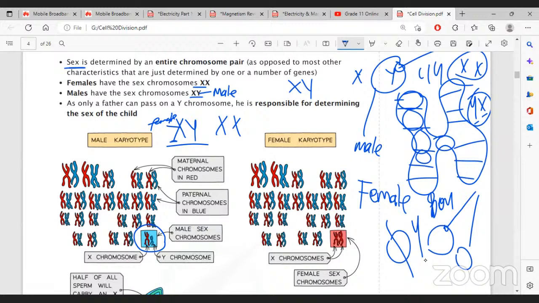You look at the 23rd pair. And usually the Y chromosome is smaller than the X chromosome. If it's smaller, that means this is a male karyotype. And if it's the same size, that means it's the female karyotype. Does that make sense? Yes. That is very important, sir.